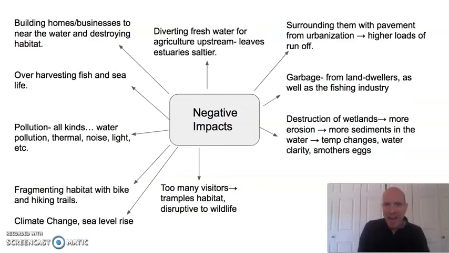How do we impact these ecosystems in a negative way? I'm going to let you hit pause here. The big one is habitat destruction.